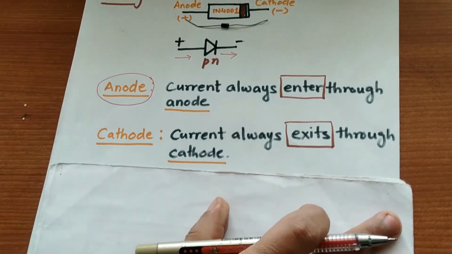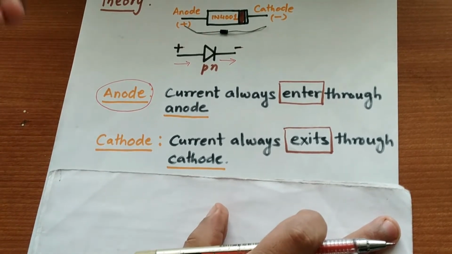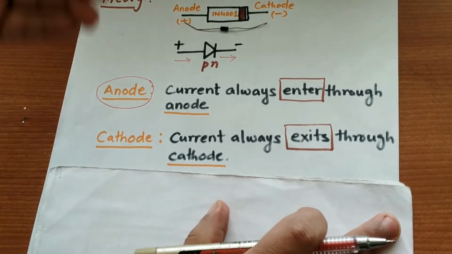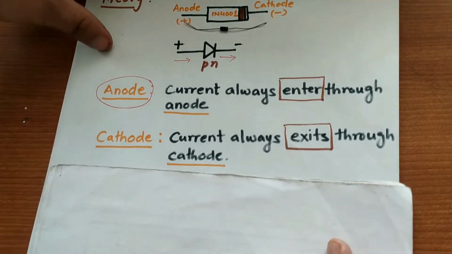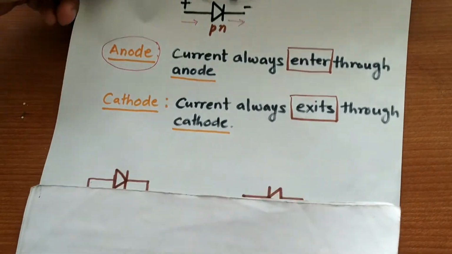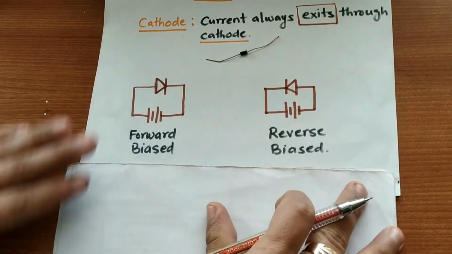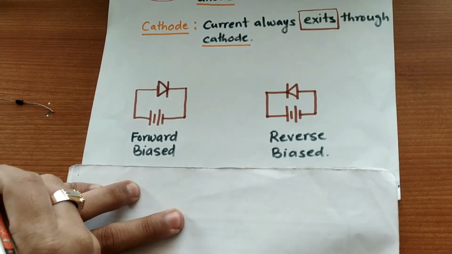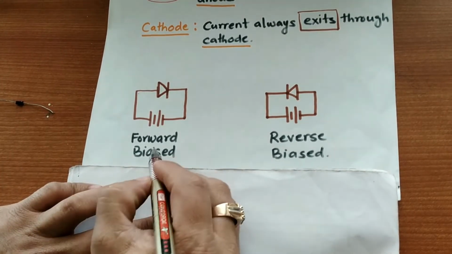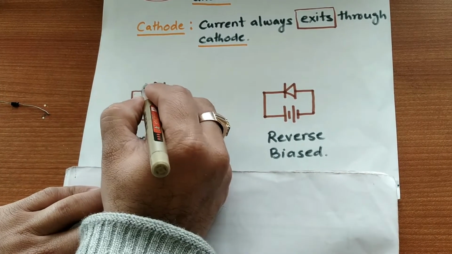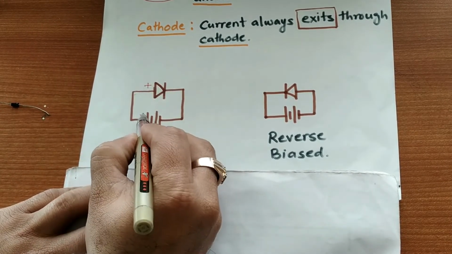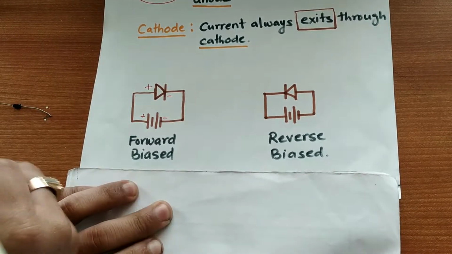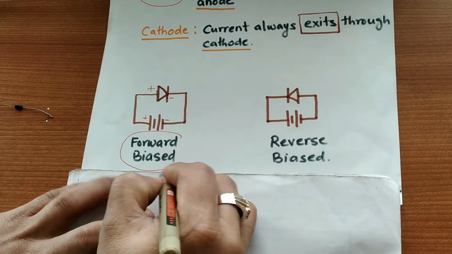So what this means is that when we connect the diode in forward direction, the current will pass, and when we connect the diode in reverse direction, the current will not pass. The diode will act as an open circuit. This is the ideal condition we are talking about. Now, for a forward bias connection, we connect the positive part of the diode to the positive terminal of a battery, and the negative part of the diode to the negative terminal of the battery. This is forward biased.